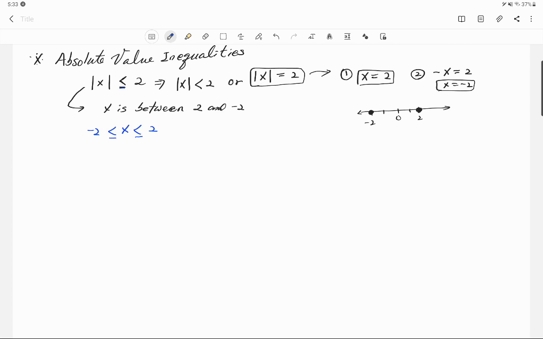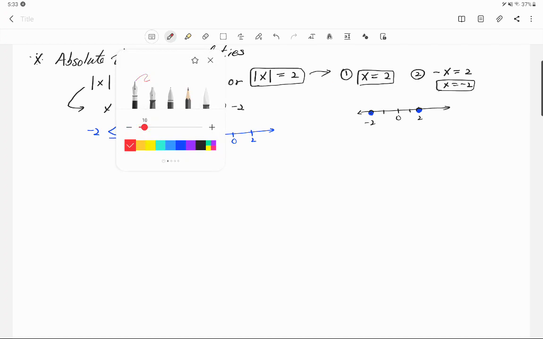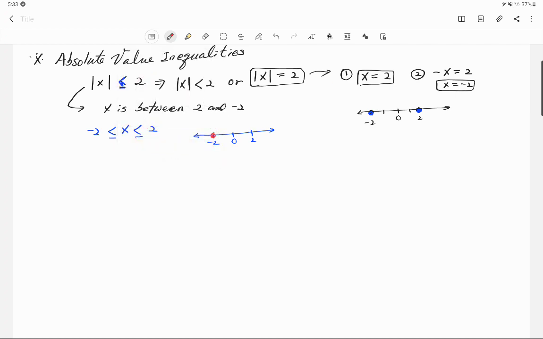Find when the absolute value of x equals 2. So this 2 and negative 2 are the solutions. Then if it is less than, x is between these two numbers. If we graph this one, here is negative 2, 0, 2, so the solution will be between these two numbers. Can you see it? So that is example 1.